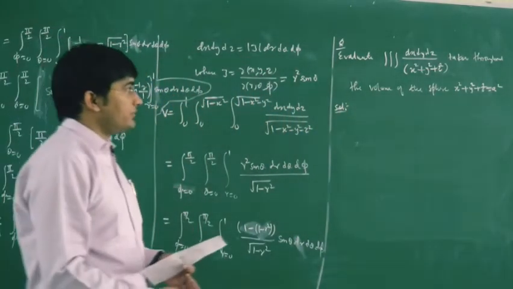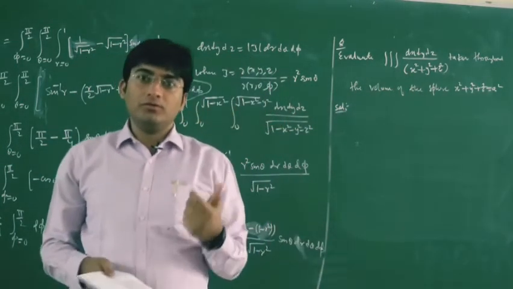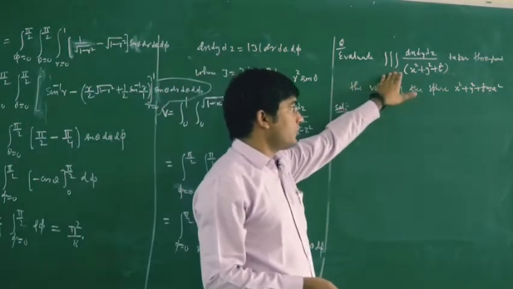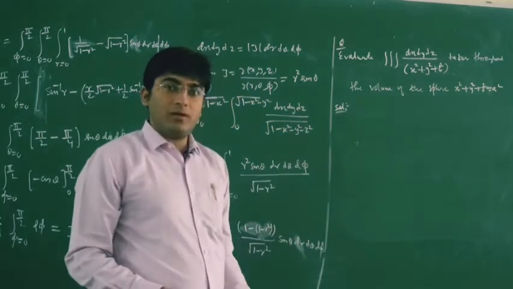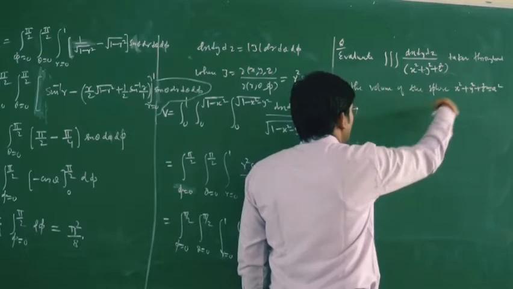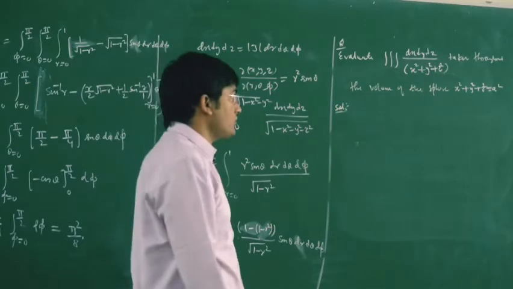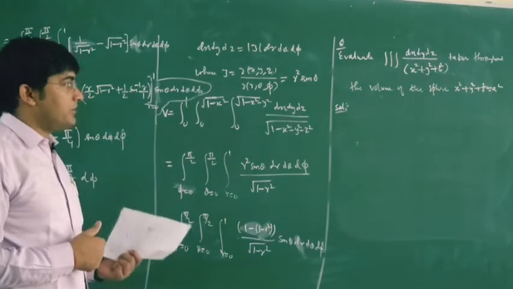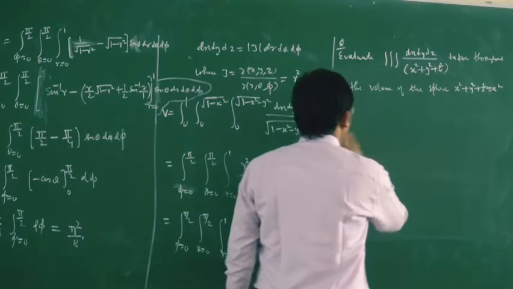Again, let us evaluate this triple integral with the help of change of variable. That means we will try to change this triple integral into spherical polar coordinates, and then we will try to evaluate it. So again, as in my previous problem, here we have to evaluate this triple integral for the whole volume of the sphere x square plus y square plus z square equal to a square. In my previous question, I evaluated the triple integral for the positive octant. So there is just a slight difference in limits.